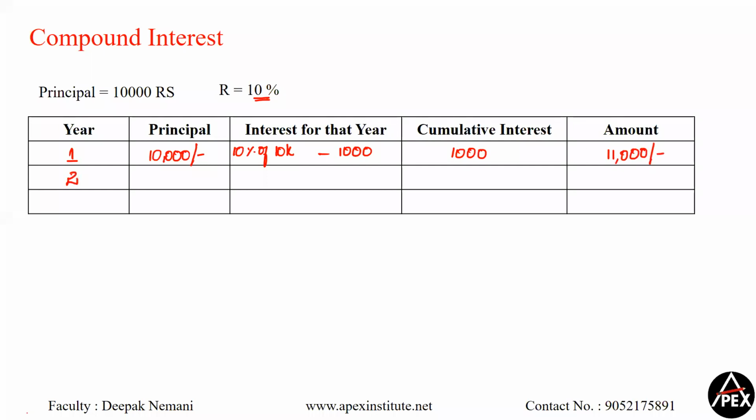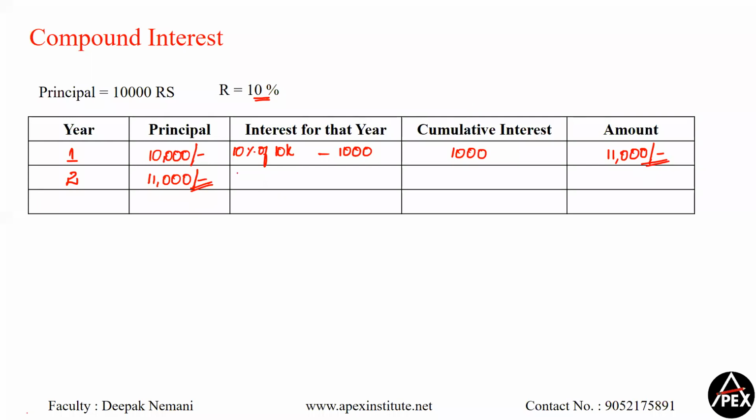Now what will be the principal for the second year? Will it be 10,000 or will it be different? Yes, it won't be 10,000. The principal amount will be 11,000. So the amount at the end of a year will become the principal for the next year. That's the difference between compound interest and simple interest. The amount at the end of the first year will become the principal for the second year.